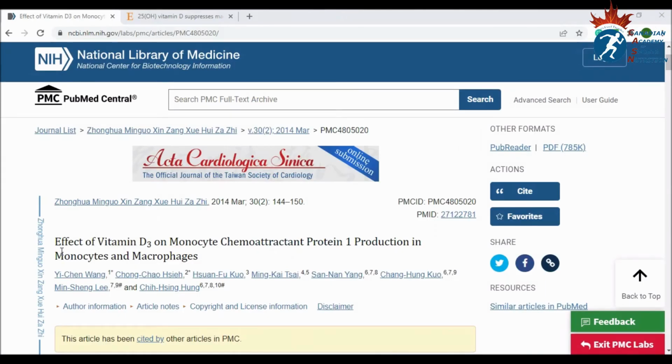This article has been published in PubMed a very long time ago, in 2014: effect of vitamin D on monocyte chemoattractant protein 1, which is famous in medicine as MCP1, production in monocytes and macrophages. Actually, CCR2 is the primary receptor of MCP1.